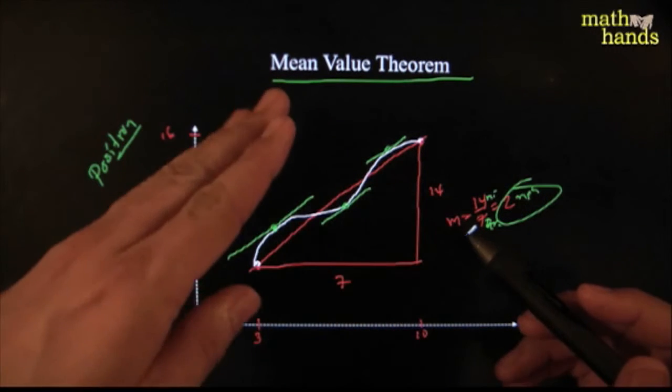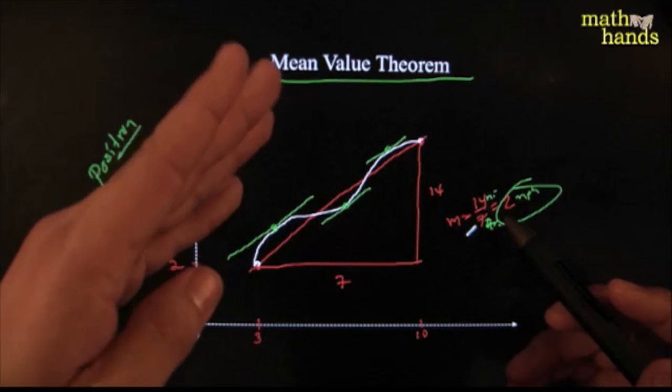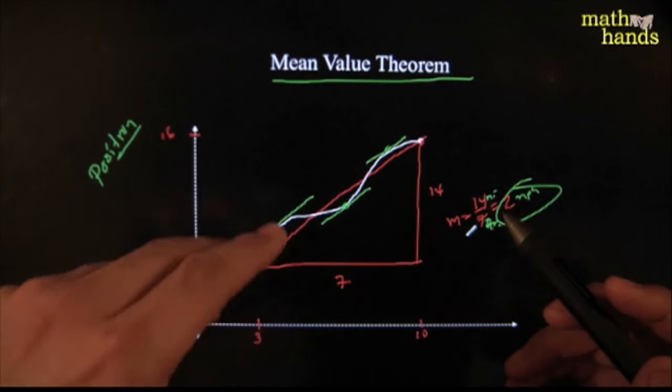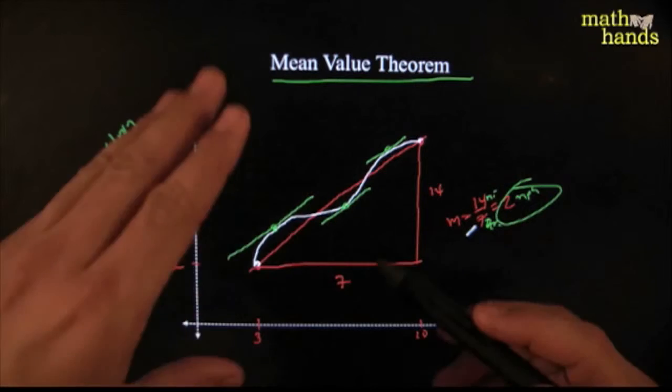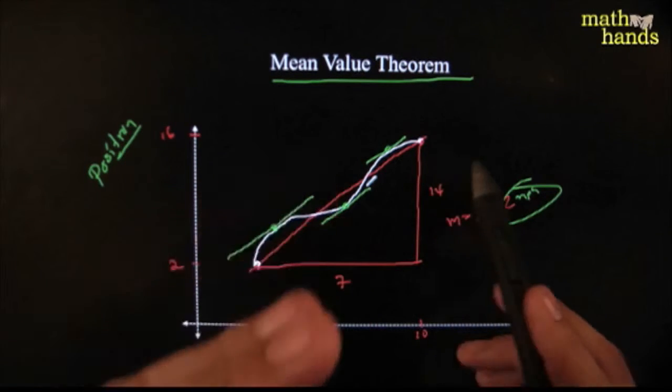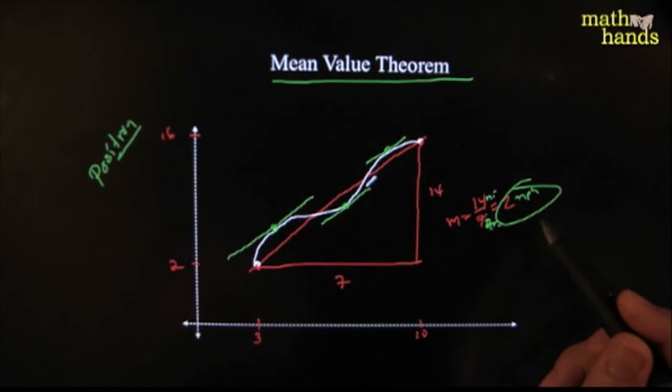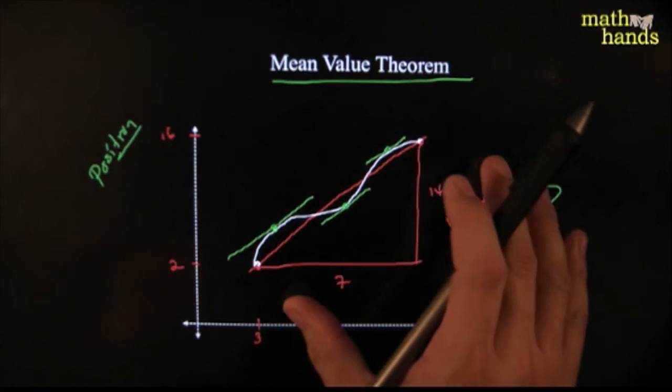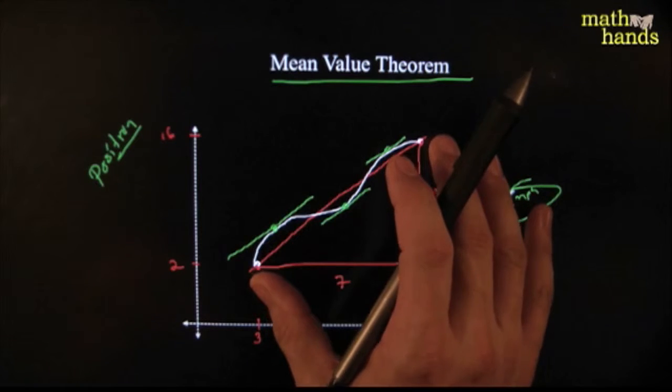You couldn't have always been traveling above 2, because then you would have averaged more than 2 miles per hour. So some of it may be above, some of it below, or maybe all of it at exactly 2 miles per hour. But at one point or another, you had to hit that mark. You had to be going at exactly 2 miles per hour. That's the interpretation of the mean value theorem.